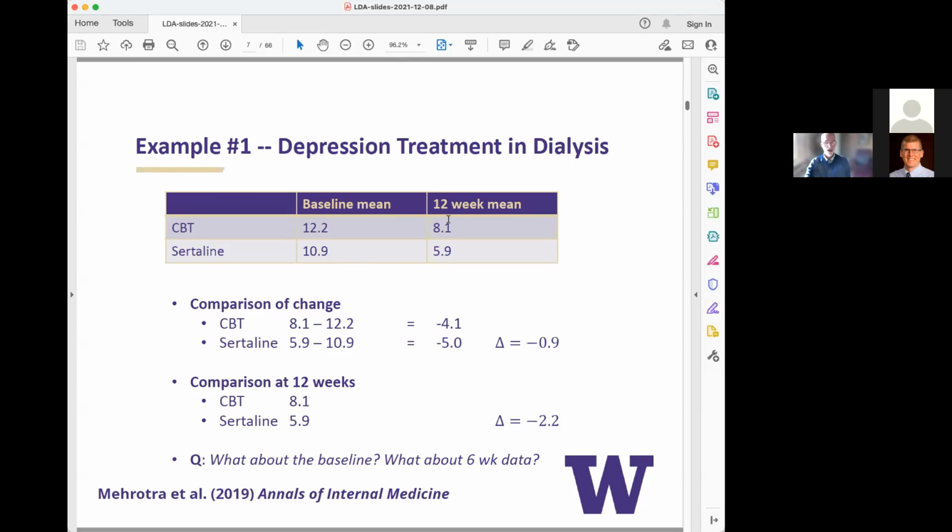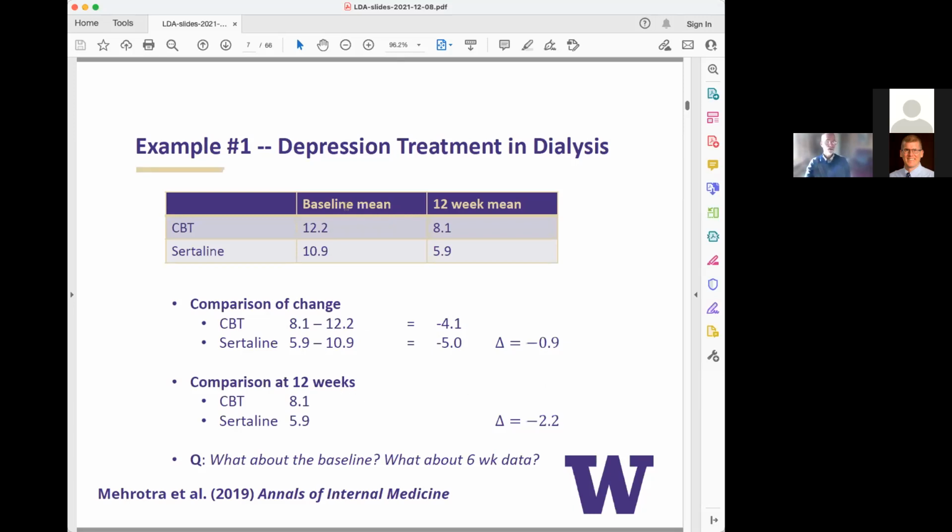We could say, let's just look at the change within each group. So that would be week 12 is 8.1 minus 12.2, a 4.1 point reduction in CBT. Similar subtraction of the means in the sertraline group is a 5-point reduction, for an effect size or a difference across the 2 groups of 0.9. So that's one reasonable way to approach these data. Notice our estimate was minus 1.84 on the previous slide.